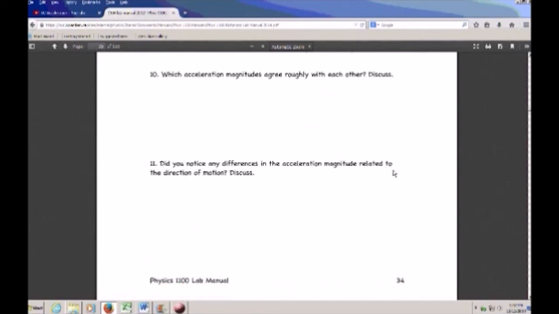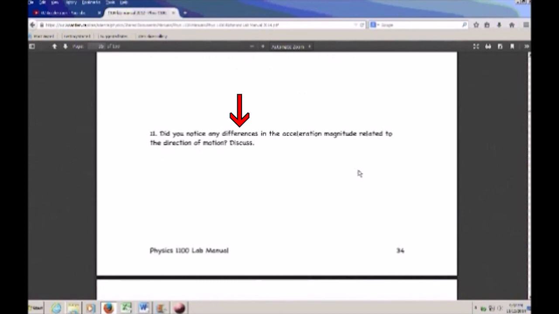And the last question, did you notice any difference in the acceleration magnitude related to the direction of motion? As I hinted earlier, that has to do with that third case where the cart changed direction. Did you see a kink in the data? And if so, what could have caused that?